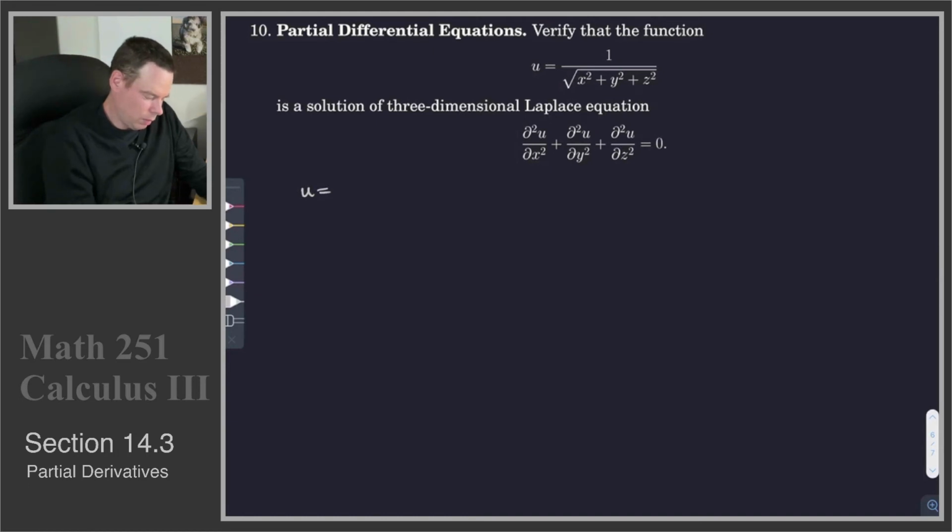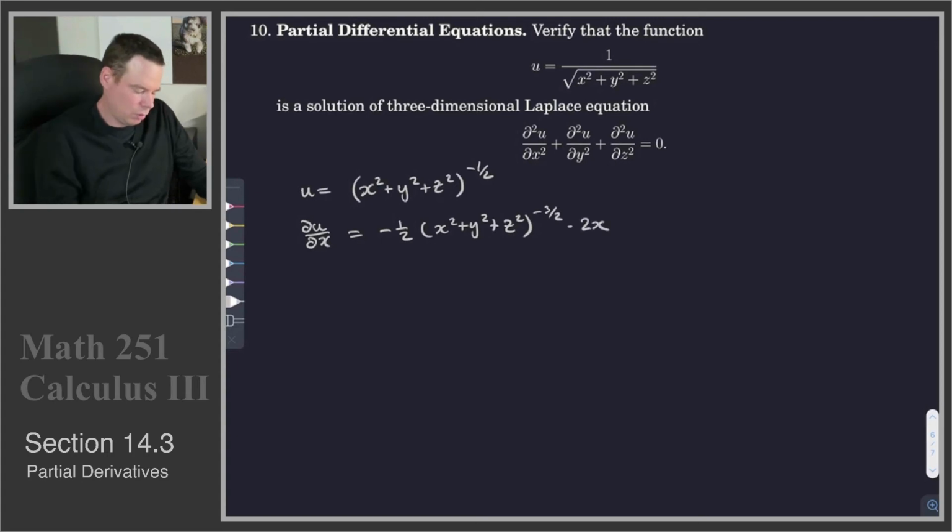So we'll write out what u is, and I'm going to write it out as a power. So it's x squared plus y squared plus z squared to the negative 1/2. Because now when I differentiate u with respect to x, I can use the power rule. So that's negative 1/2 x squared plus y squared plus z squared to the negative 3/2 times the derivative of the inside, which is 2x. Because the inside function is x squared plus y squared plus z squared, and I'm treating the y squared plus z squared as a constant. So it's the derivative of x squared plus a constant, which is 2x.